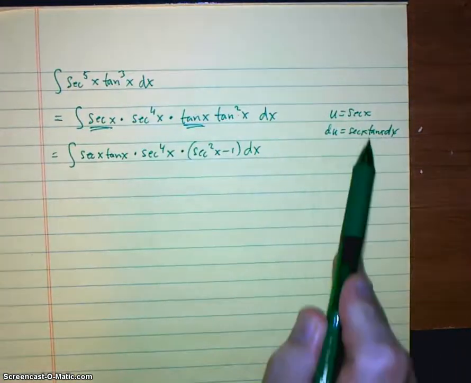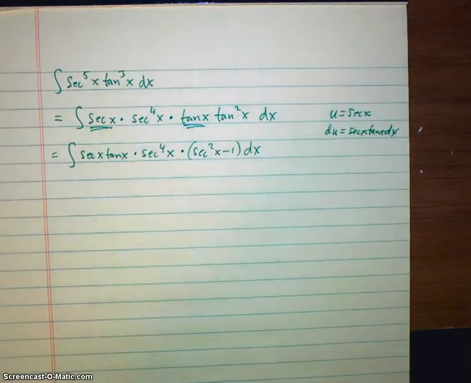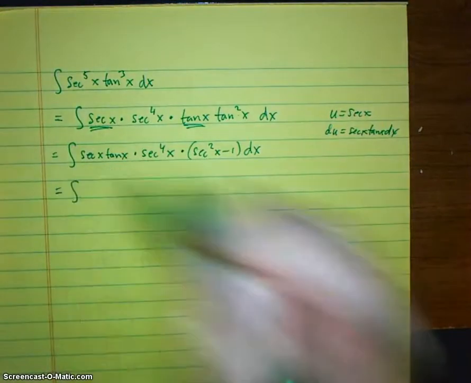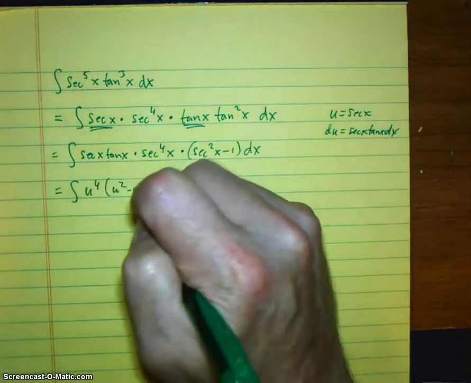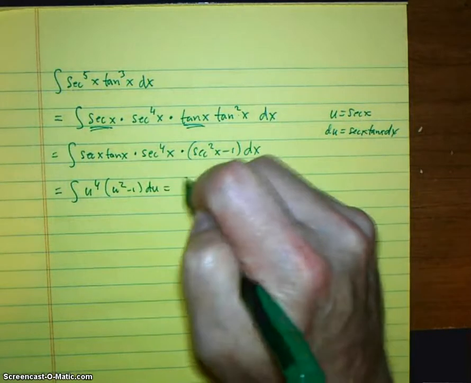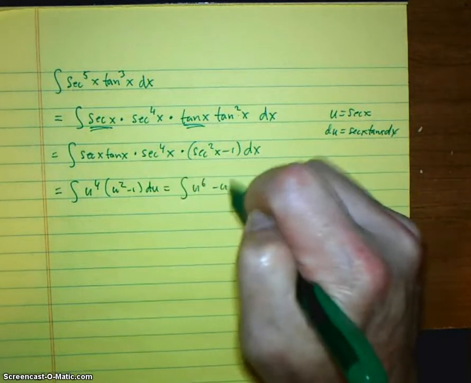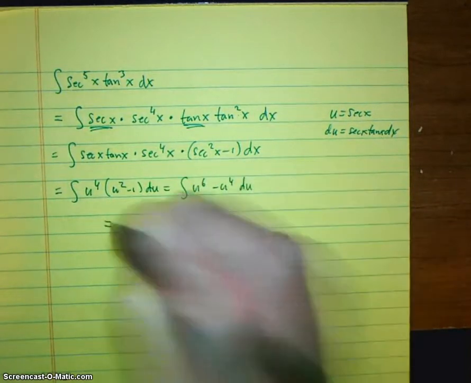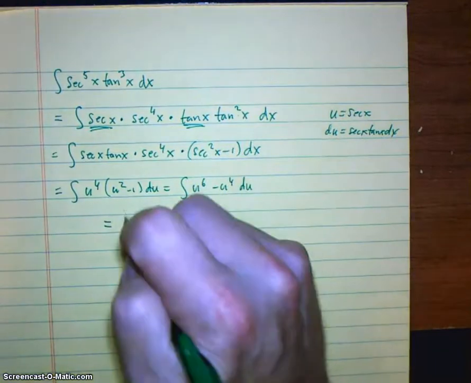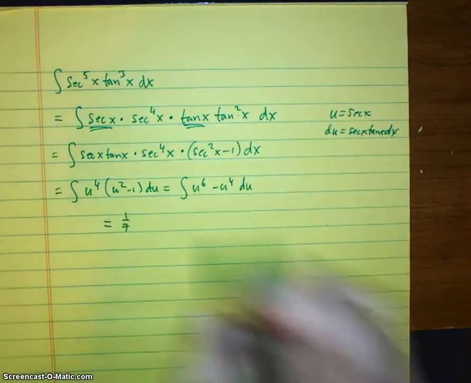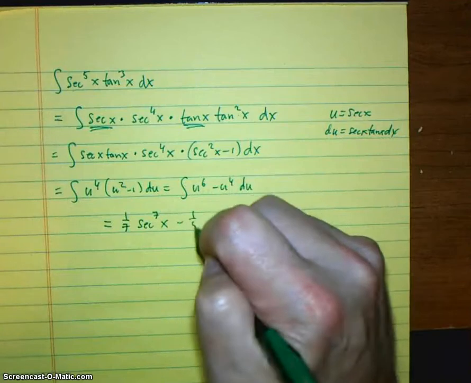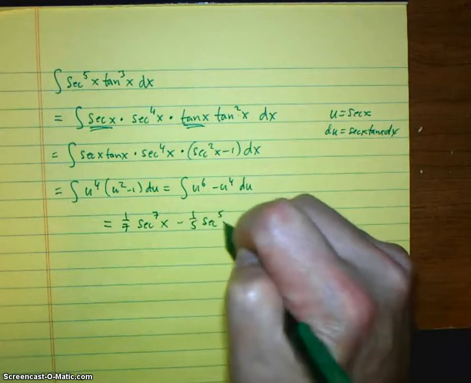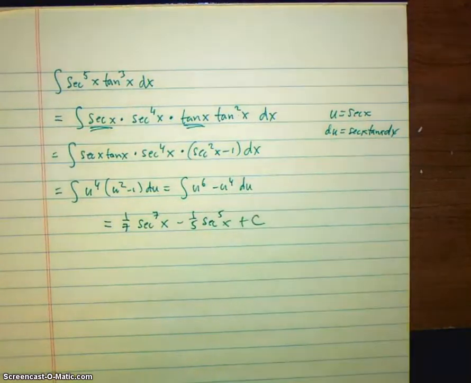U is secant, du works out to be that secant tangent that we saved. So this becomes integral u to the fourth times u squared minus 1 du. That's integral u to the sixth minus u to the fourth du. So it looks like our final answer is 1/7 secant to the seventh x minus 1/5 secant to the fifth x plus c.